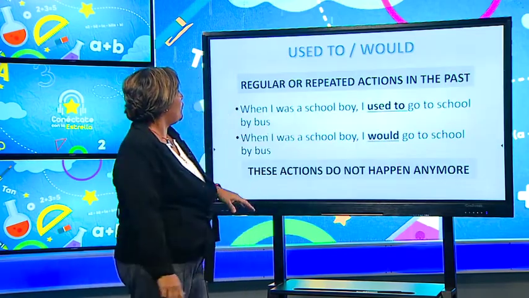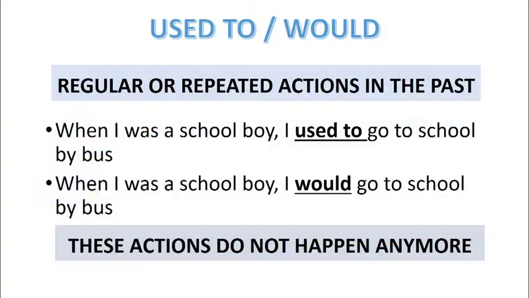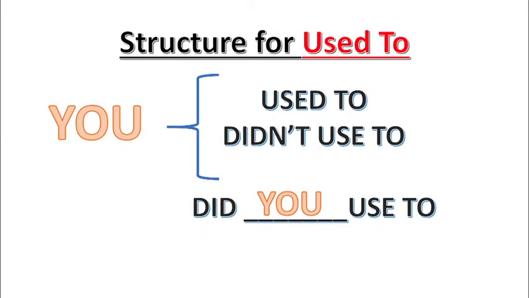Okay, so we have to talk about regular or repeated actions in the past, we can use both, used to and would. And the example says, when I was a schoolboy, I used to go to school by bus. When I was a schoolboy, I would go to school by bus. The thing here that is important is that these actions do not happen anymore. They used to happen, but they're not happening anymore.